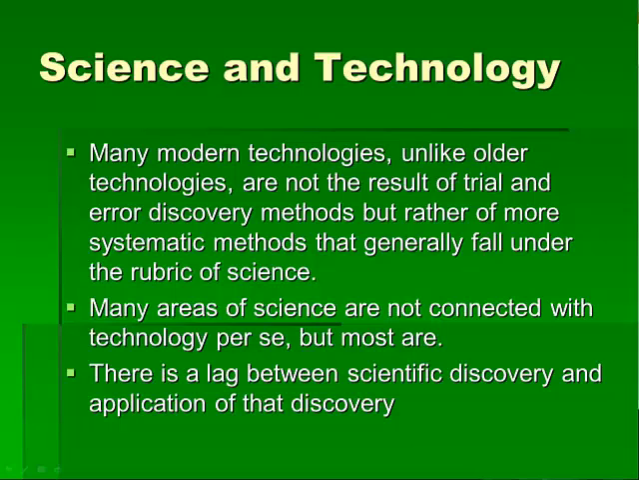Many modern technologies, unlike older technologies, are not the result of trial and error discovery methods, but rather of more systematic methods that generally fall under the rubric of science. Many areas of science are not connected with technology per se, but many are. There is a lag between scientific discovery and the application of that discovery, sometimes as long as 10 to 20 years, depending on the regulations involved in introducing new products to market. But that lag is getting shorter and shorter as we get better and better at applying science and technology to the creation of new products.